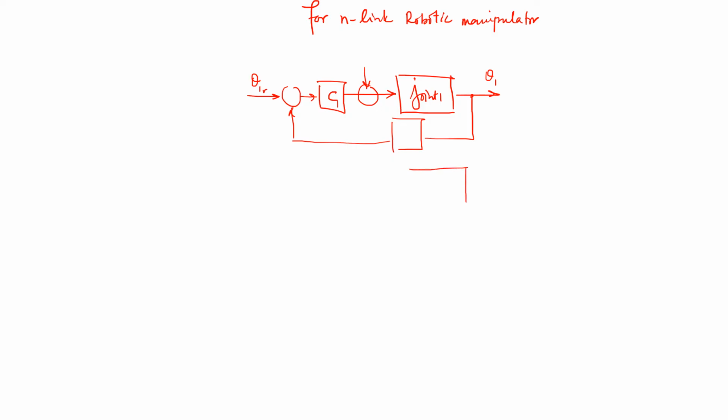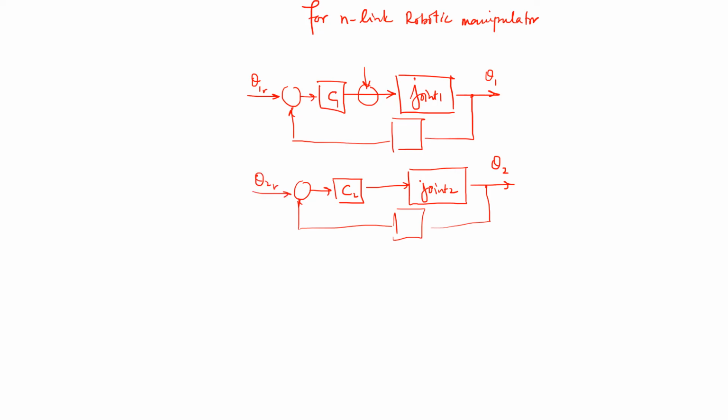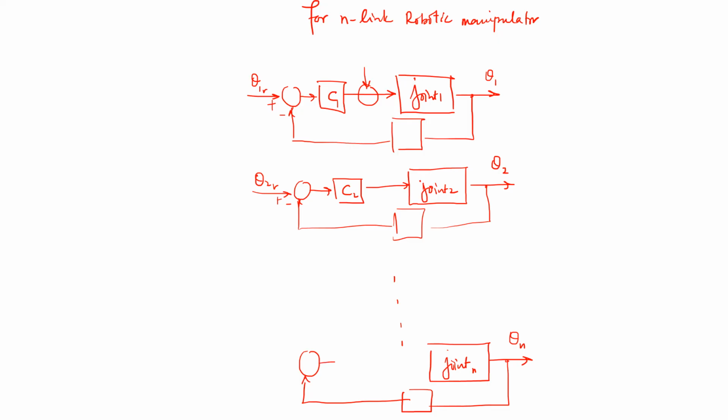Similarly, we will do that for joint number 2, producing an output theta 2, getting sensed, fed back to the controller, with the controller adjusting itself corresponding to the requirements. But that would require theta 2 given as a reference as well. And we will keep on repeating this whole activity all the way to the nth loop, or the nth joint. So this is the nth joint producing theta n, getting fed back in the nth joint controller. And this is the reference, theta n reference, given to it.